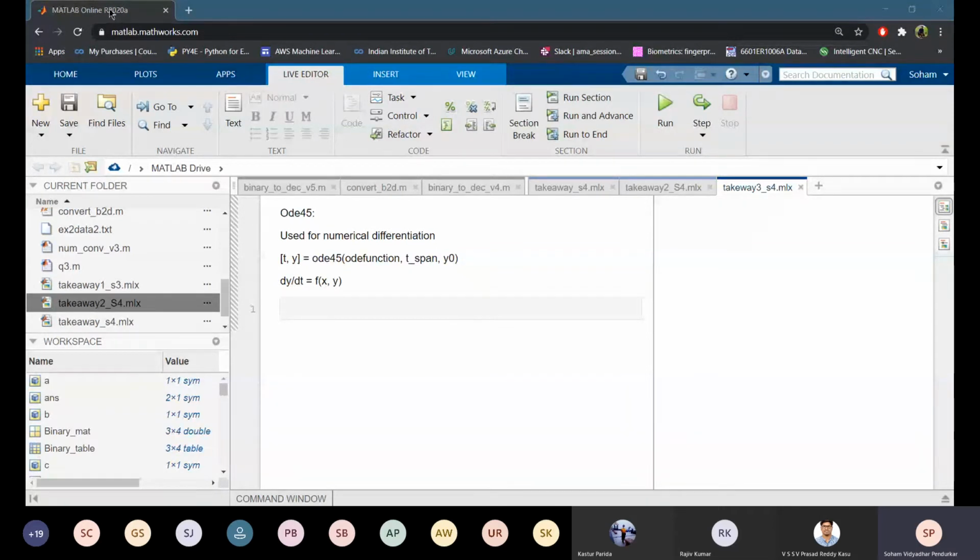Let me take an example. Differentiation. Wait a minute. Creating function handles. Where did I keep the differential equation example? Just a minute, okay.